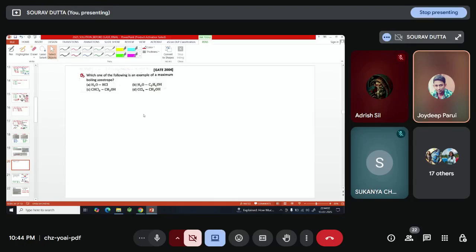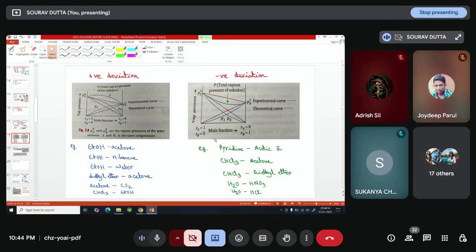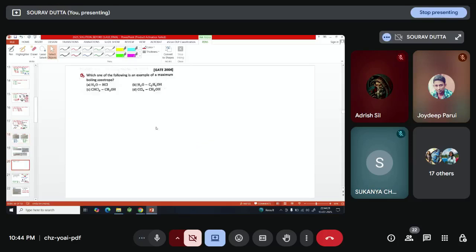Okay sir. Which one of the following is an example of maximum boiling azeotrope? I have already told you, maximum boiling azeotrope means large negative deviation. See here, which one will be large negative deviation? That is your positive deviation, that is a negative deviation. So water HCl system can show negative deviation. Water HCl system can show negative deviation.